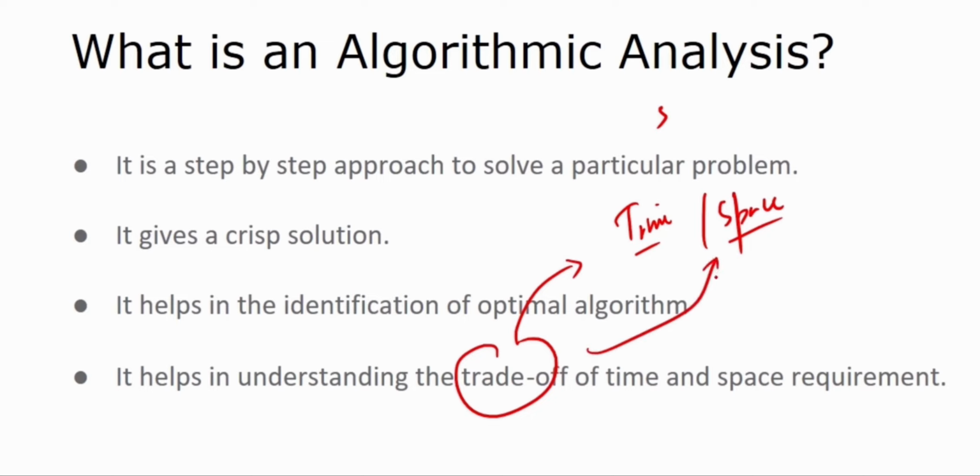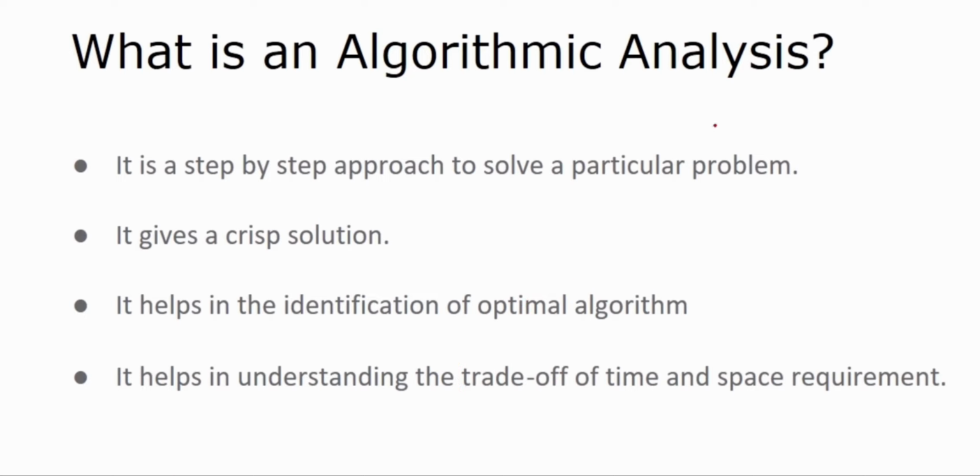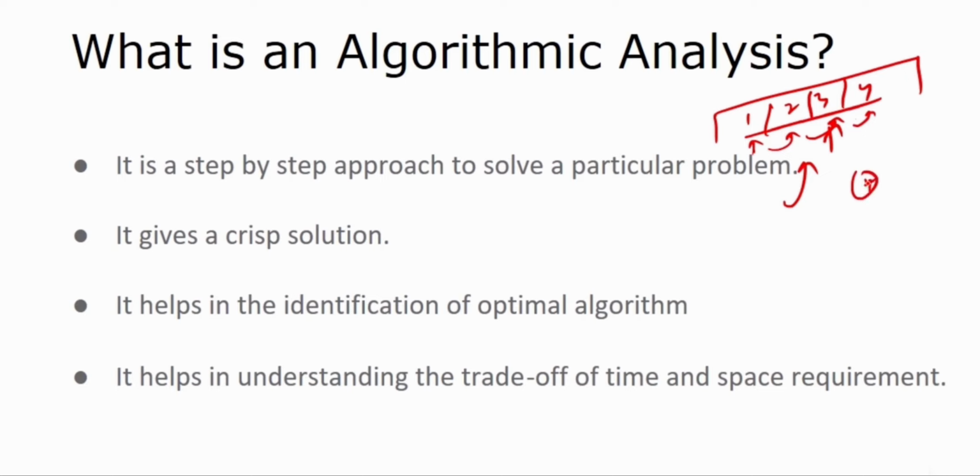Now, when I mean trade-off, you should be able to depict whether you are going to use your time efficiently, or whether you are going to save your space. Let me give an example. You are given an array, and in that array you want to search an element. The first approach is that you will go and search one by one, right? You will iterate through here and here and here, trying to search an element. Let's suppose you are searching for 4.